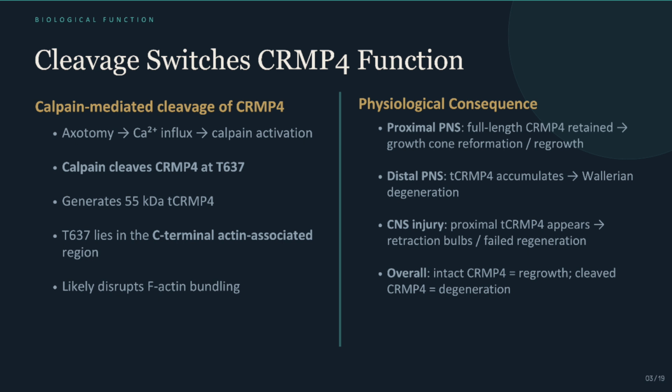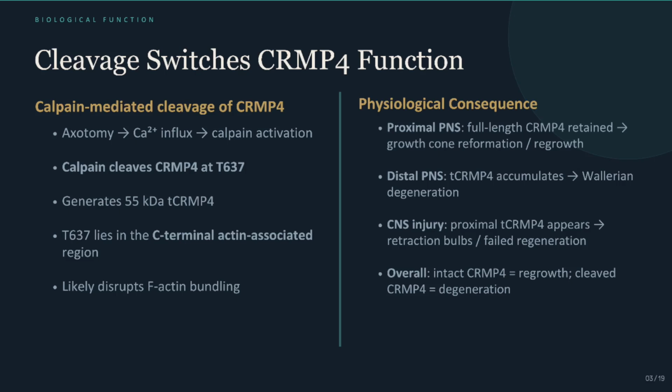In the proximal axon, CRMP4 stays mostly full length, which preserves the cytoskeletal functions needed for growth cone reformation and also axon regrowth. In the distal axon, though, calcium-dependent calpain cleavage generates tCRMP4, as I just mentioned, and full-length CRMP4 is lost, which likely contributes to Wallerian degeneration. One of our sources argues that this creates both loss of normal function and toxic gain of function, as the cleavage fragments themselves are sufficient to promote degeneration and may also disrupt CRMP family complexes like CRMP2 and CRMP4.